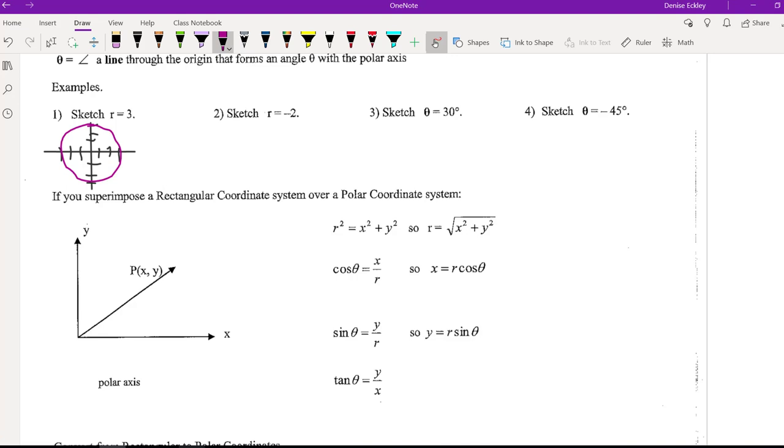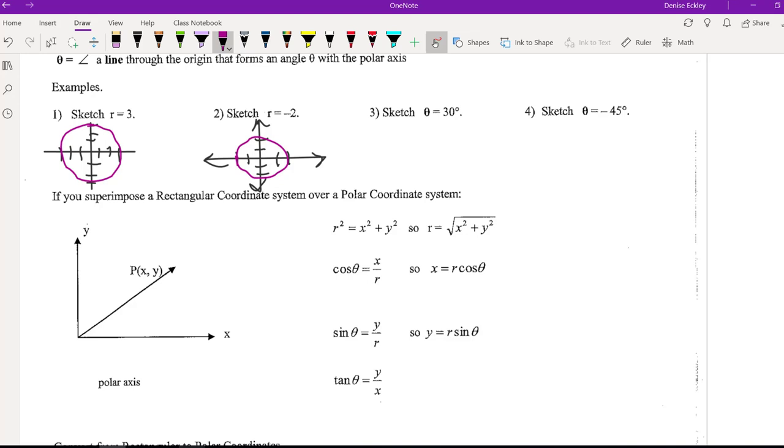Sketch r equals -2. It's going to be the same thing. I'm just not going to take the time to use the ruler. It's not going to matter that r is negative, because all that means is we'll start the circle here and we'll go around this way. It's still a circle.